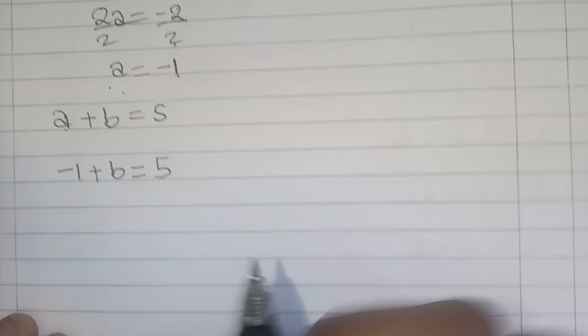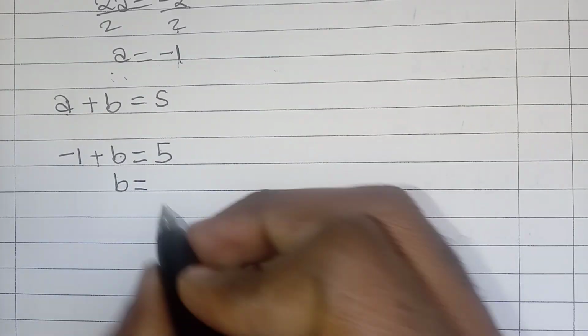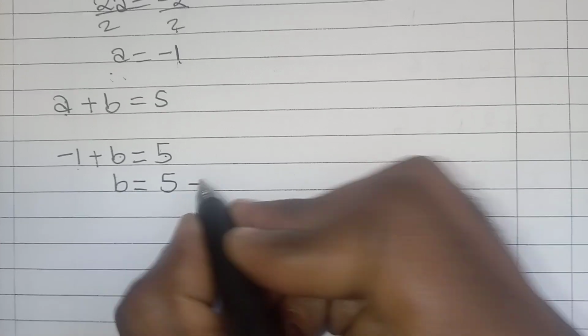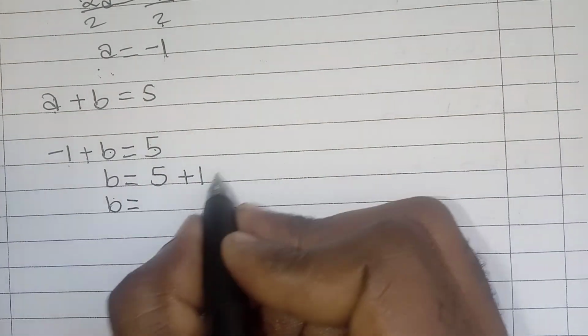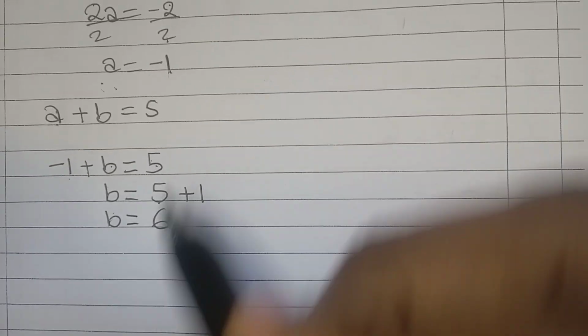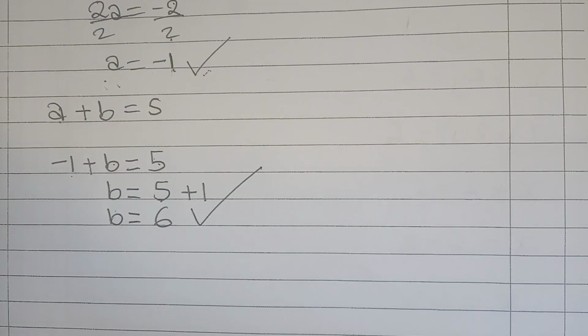So now to solve for B, just collect the like terms. I'll leave my B alone, and then take the negative 1 to the other side. So this will be positive 1. That means B is 5 plus 1, which is 6. So that means we have solved for A and we have solved for B.